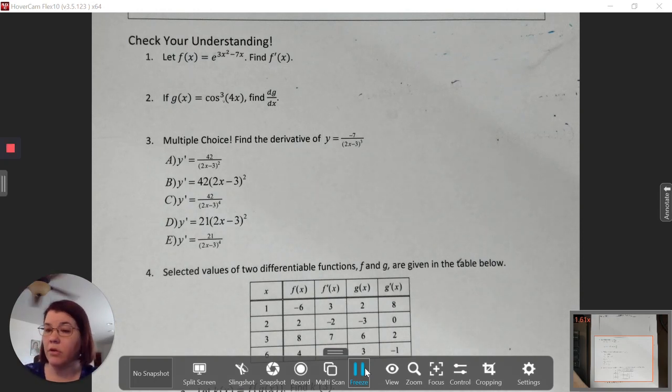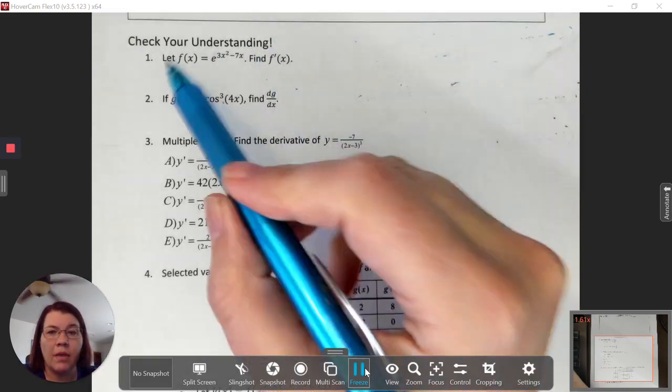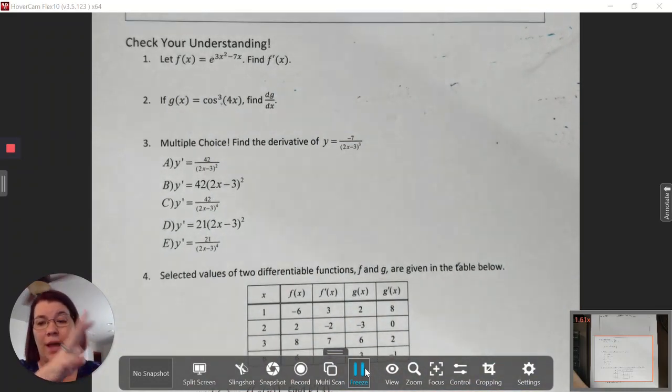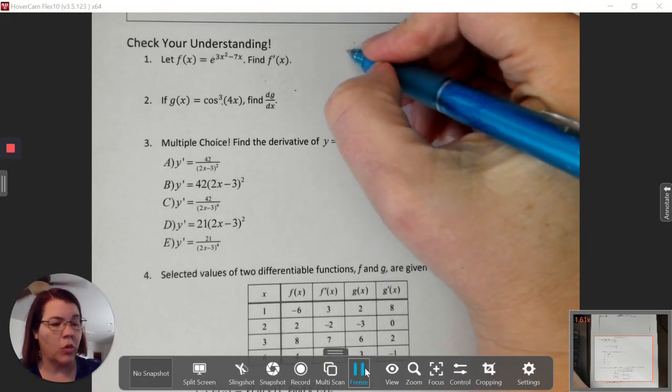All right, so we're going to be doing the check your understanding for topic 3.1, which is the chain rule. So we're here. We've got this problem. The first thing we want to do is identify what the inside function is and what the outside function is, or basically where square is. So let's just talk about square.